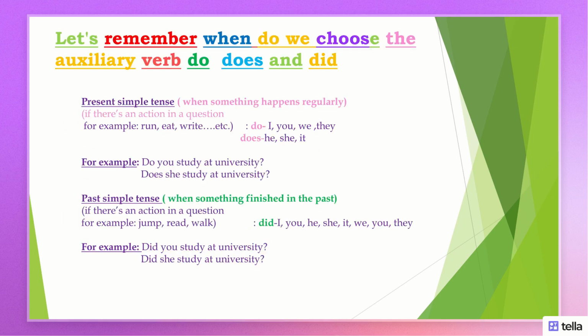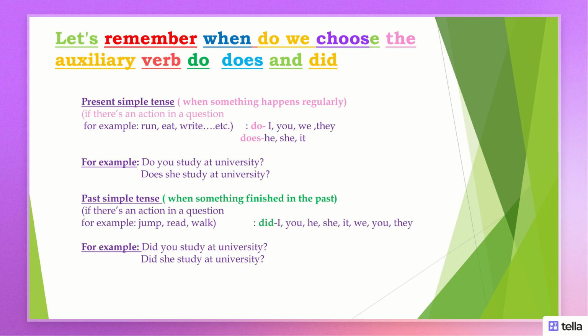So, right now, let us revise when we choose the auxiliary verb do, does, and did. Okay, if we're making a question in the present simple tense, and this is a tense which we use to describe something that happens regularly, and if there is an action in a question, like run, eat, write, etc., we have to use auxiliary do with pronouns I, you, we, they, or does with pronouns he, she, it. For example, do you study at university, or does she study at university?